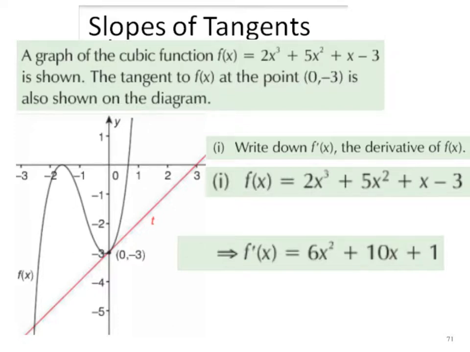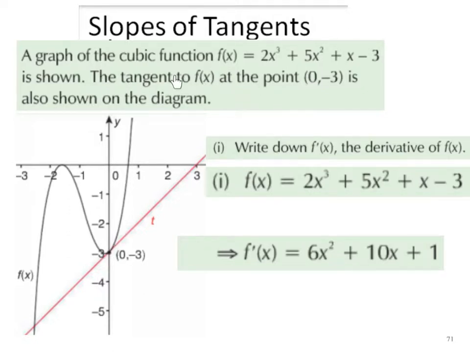And a cubic function, so a function with an x cubed in it, has two turning points. So we can see the graph turns here. So this is its maximum. And we see the graph turns here also. This is its minimum point.